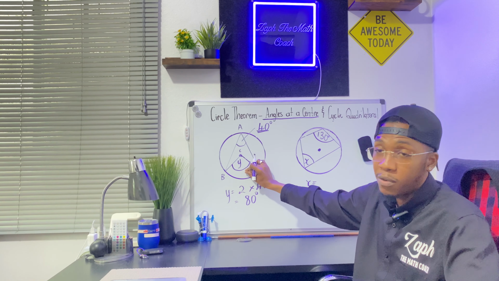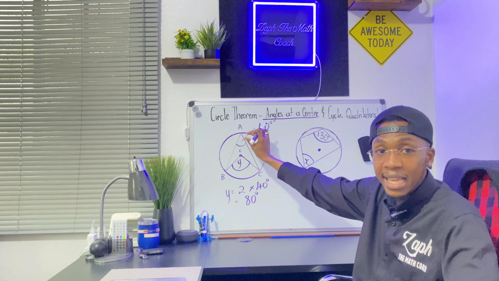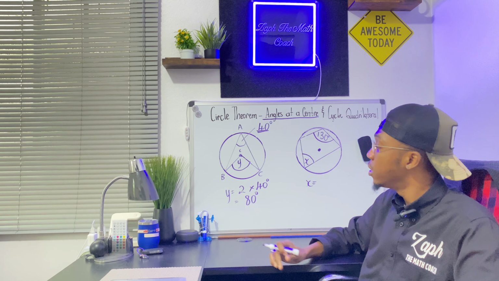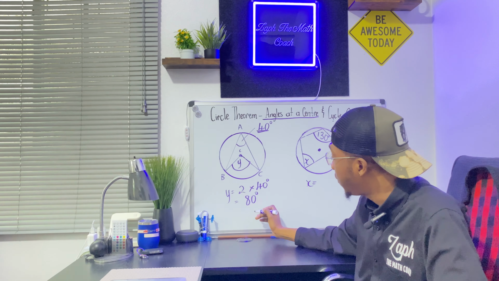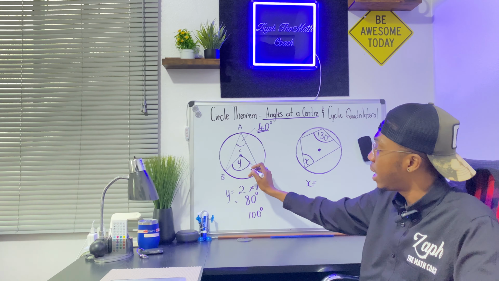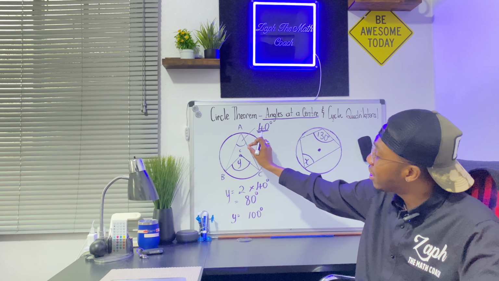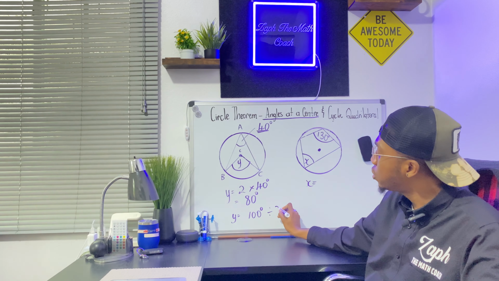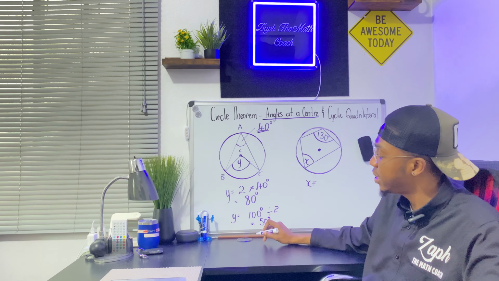And if the angle at the center was given and you were to find the angle at the circumference, all you would do is divide it by 2. So if y was given as 100 degrees, then to get the measure of this angle, angle A, you would just divide it by 2 and you would get 50 degrees.